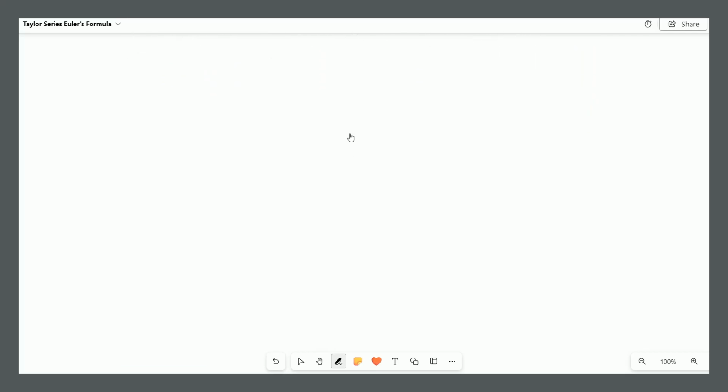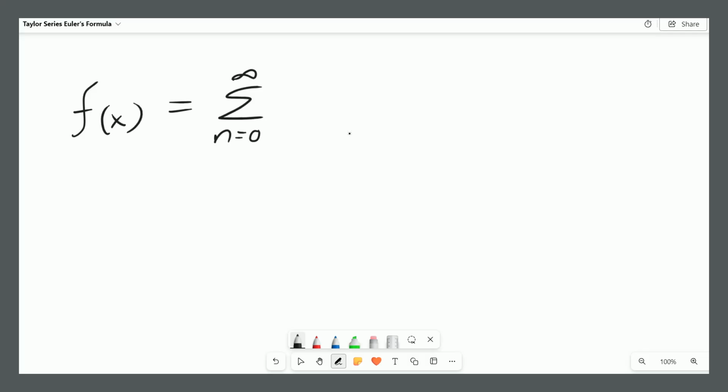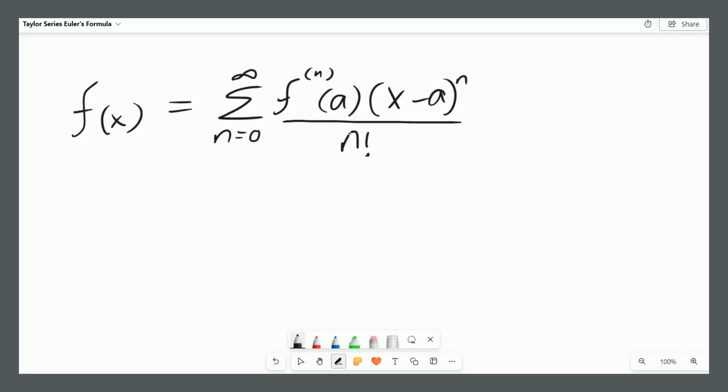So the Taylor series tells us that any function which one can take the derivative of infinitely many times can be represented as an infinite sum. And that summation is the nth derivative of that function at a particular point a multiplied by x minus a to the power of n and divided by n factorial. Now, this becomes a more simple formula if we expand around a equals 0.